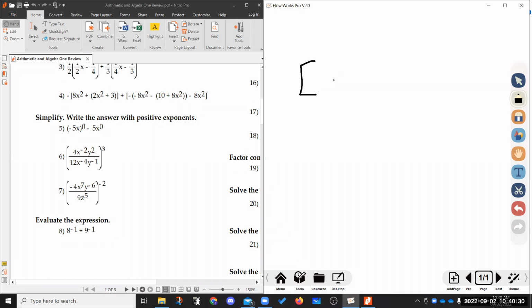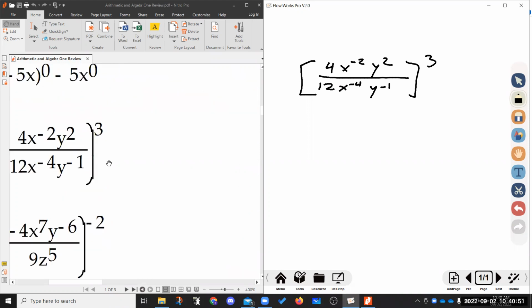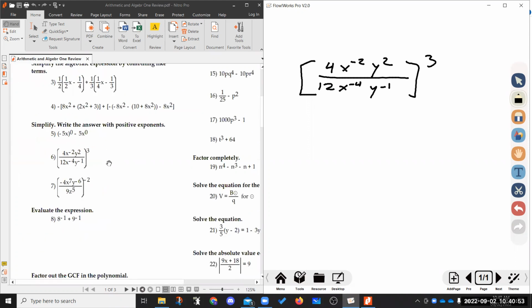Our next problem, we have an exponent outside of a fraction. So the numerator is 4x to the negative second, y to the second, over 12x to the negative fourth, y to the negative first. And all that is raised to the third power. Make sure there wasn't a minus sign hiding there. So 4 goes into 12 3 times.